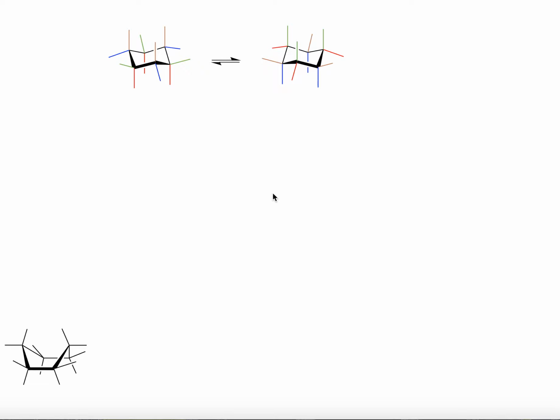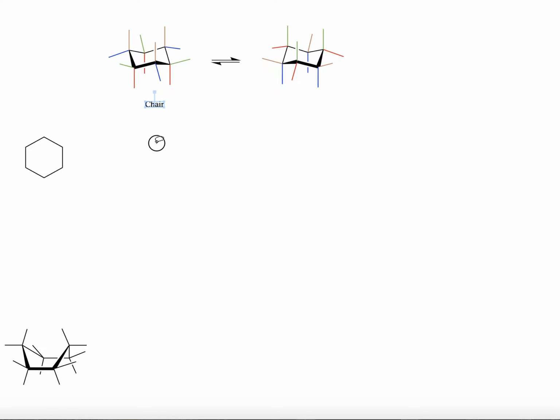Hello everybody, in this video I am going to show and discuss the conformation of cyclohexanes, okay? So cyclohexanes are 6-member ring hydrocarbons, as you can see in this picture, and the most stable conformation of a cyclohexane is a chair conformation. So let me discuss a few things about this chair conformation.